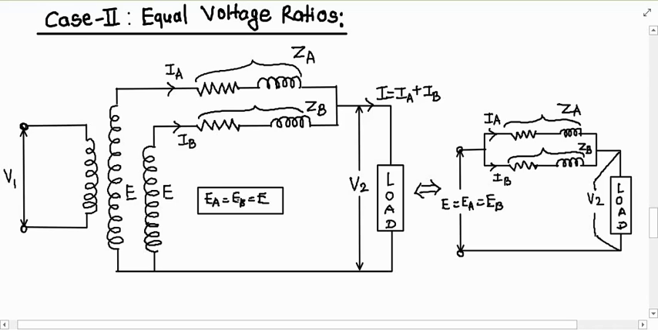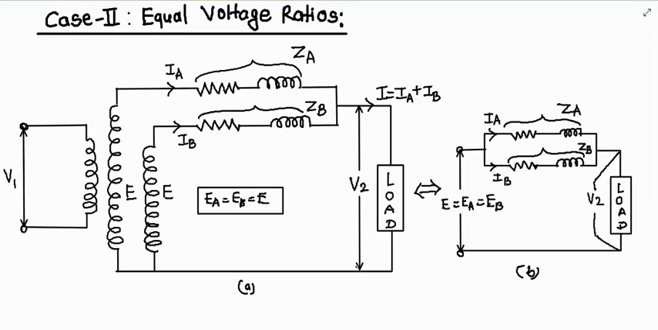Under this condition, both the primaries and secondaries of the two transformers can be connected in parallel and there will be no circulating current between them, on load or on no load. However, if we neglect the magnetizing admittances, the two transformers can be represented as shown in this figure by their equivalent circuit, which is shown in figure B. This is your figure A and the equivalent circuit of figure A is shown in figure B.